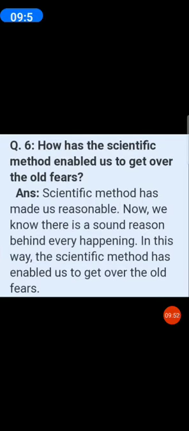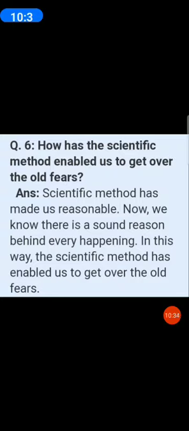Question number 6. How has the scientific method enabled us to get over the old fears? Scientific method has made us reasonable. In other words, this sentence means that through modern scientific knowledge, we, meaning people living in this modern age, especially who are educated or who know the scientific method, have become reasonable. So this knowledge has made us reasonable. Reasonable means we use our reason, our intellect, and our wisdom, as well as our modern knowledge.